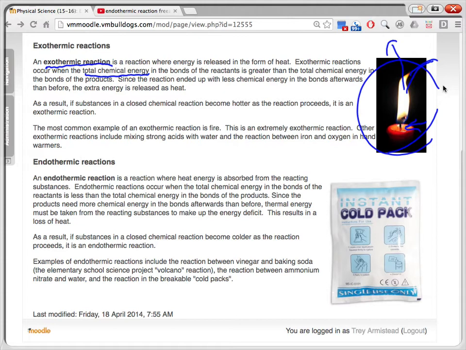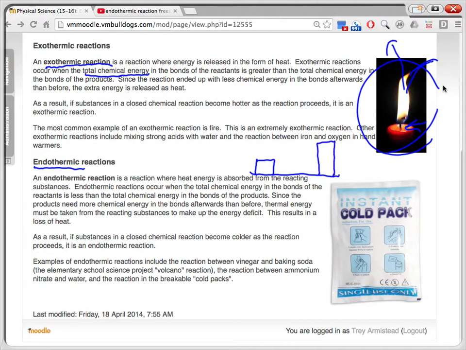So the next possibility is what's called an endothermic reaction. And so in an endothermic reaction, what's happening is the heat energy is absorbed from the reacting substances. If you stuck your hand into or felt a container that contained an endothermic reaction, you would find that it feels cold, because the chemical energy is increasing. So in an endothermic reaction, you start off with a low chemical energy for your reactants, and then you end up with a higher chemical energy with your products.